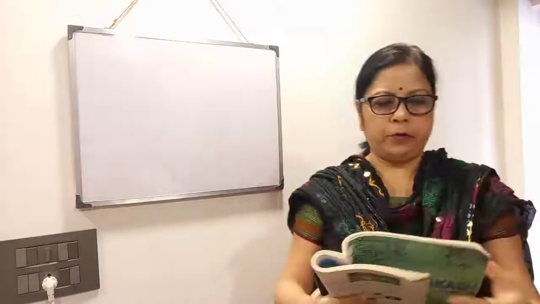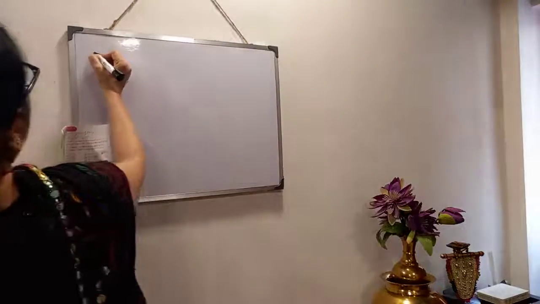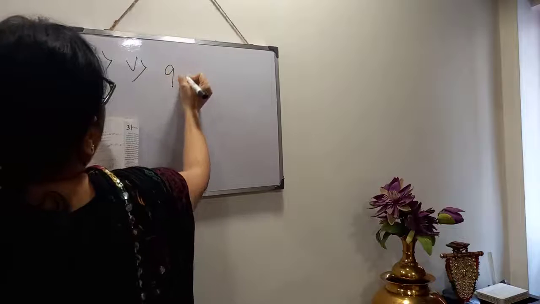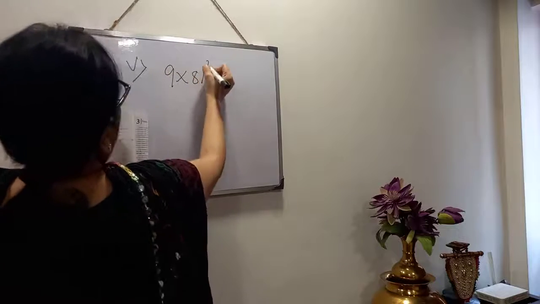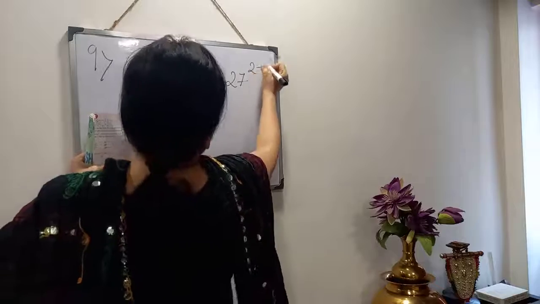Hello students, we are doing solve of laws of indices chapter. In the previous video you got up to sum number 4. Now sum number 5: 9 into 81 to the power x equals 27 to the power 2 minus x.